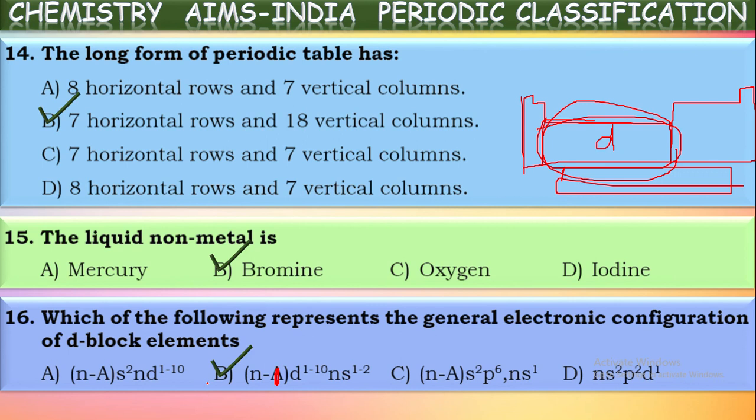So first they will fill the ns orbital. After filling the ns orbital, the differentiating or last electrons will come and enter into the d subshell of the penultimate shell. So this will be the outermost configuration of these elements.